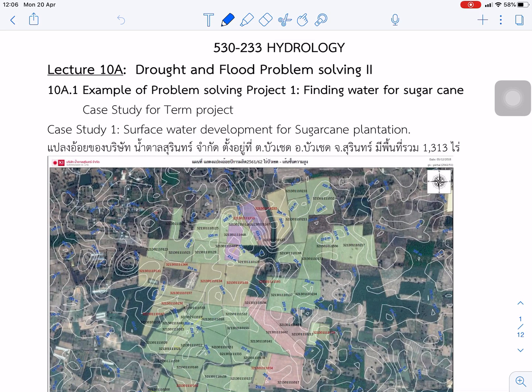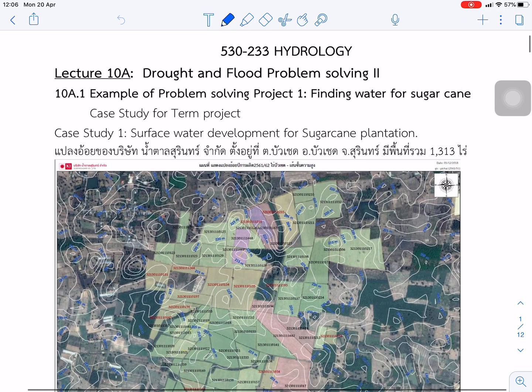This lecture is a special lecture to give you an example for the term project. We discussed the objective of this course at the beginning of this course, that we want students to apply the knowledge of hydrology to solve problems in your region or your hometown, and you can pick a problem from your area or your target area. For example, the drought problem and flood problem in your area, and apply the hydrology knowledge to solve this problem. So this lecture introduces an example of the drought problem.